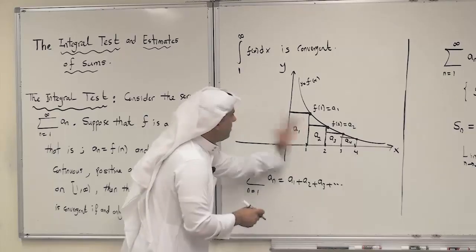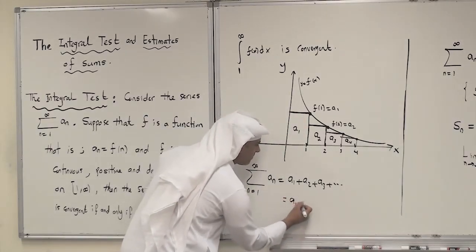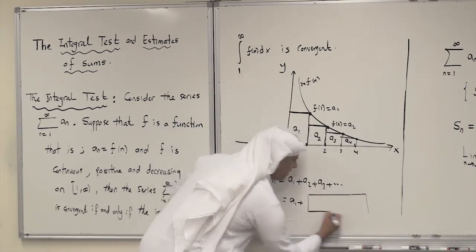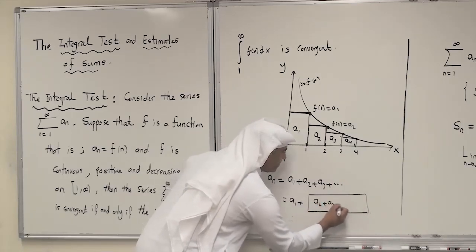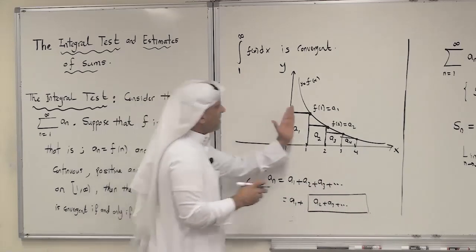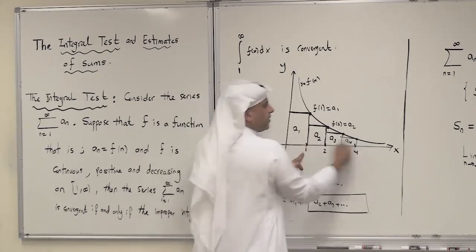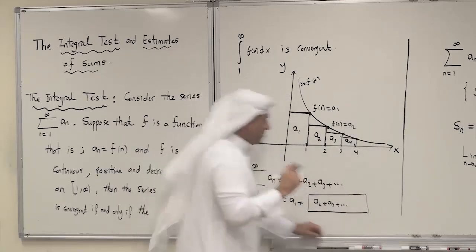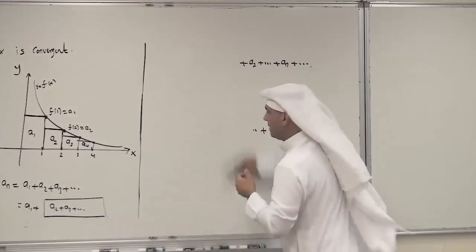Forget about the first one. Let me write this one as A1 plus the remaining terms here. The remaining terms are just A2 plus A3 plus and so on. So let us forget about the first one here, comparing now the integral from 1 to infinity and the sum of these areas. That's exactly what the test says, so let us try to see that.